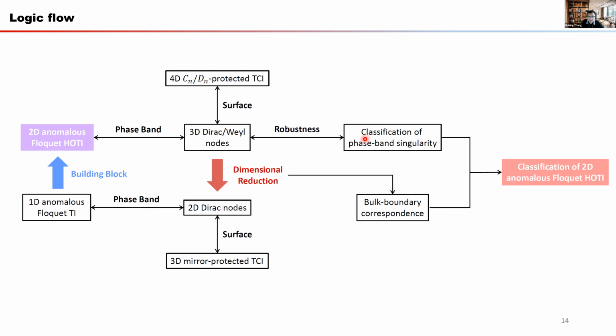Okay, but this classification is not the ultimate classification of the FHOTIs. To go from this step to this step, we need to know which singularities are responsible for the boundary features. This is related to the slide that I just skipped, which is some technique called dimensional reduction. By applying this method, we establish a bulk-boundary correspondence, which together with the classification leads to this final classification of the FHOTIs.